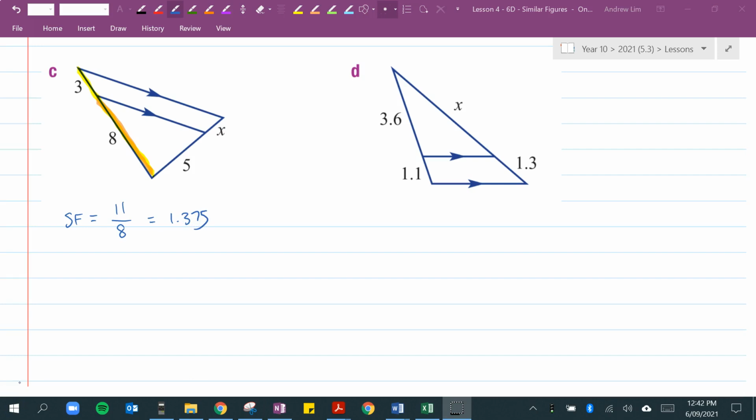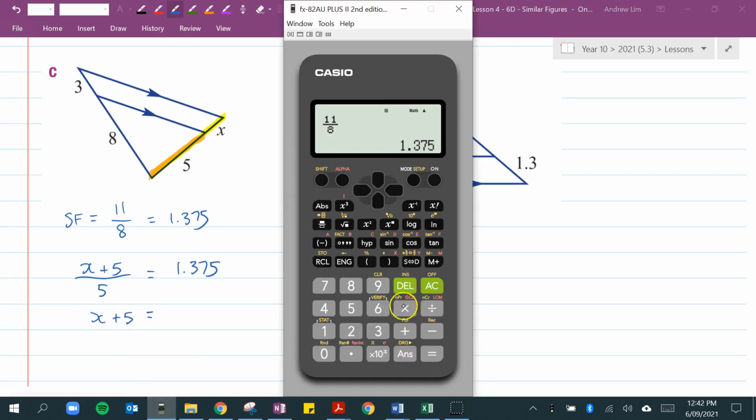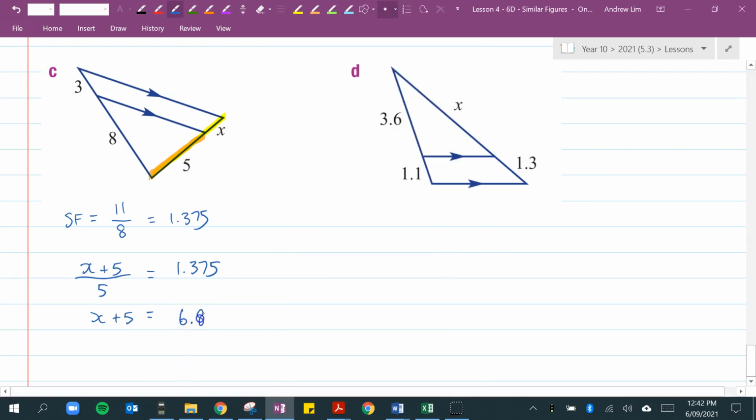And now I can use that to work out x. So that means that this longer side divided by the shorter corresponding side will also equal 1.375. So the longer one over the shorter one will also equal 1.375. We can now use algebra. X plus 5 is equal to that times 5, which is 6.875, and therefore x is equal to 1.875.